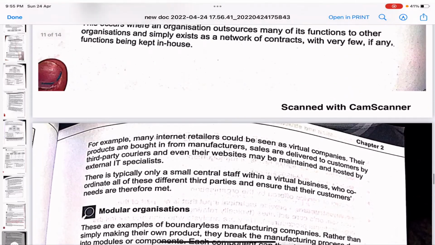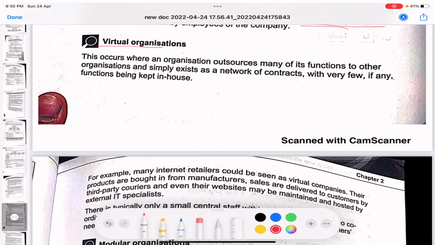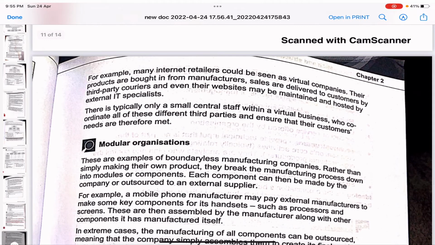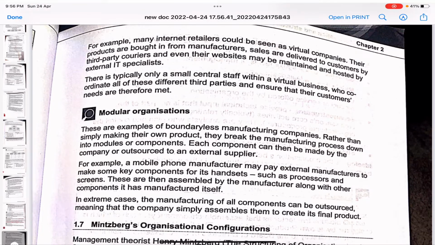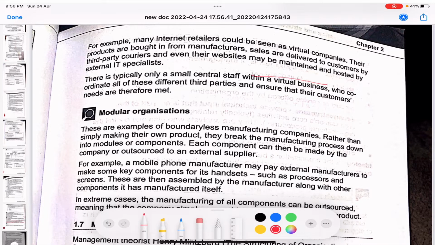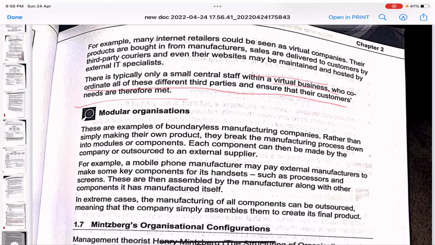Now let's read the example of the virtual organization which is given in the book. For example, many internet retailers could be seen as virtual companies. Their products are bought in from manufacturers, sales are delivered to customers by third-party couriers, and even their website may be maintained and hosted by external IT specialists. There is typically only a small central staff within a virtual business who coordinate all of the different third parties to ensure their customers' needs are met. I don't think there's any confusion left in this. If you have any doubts even after this, then you may comment down below.